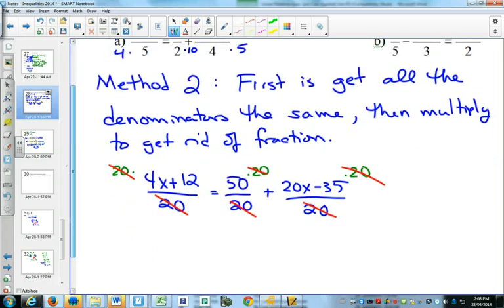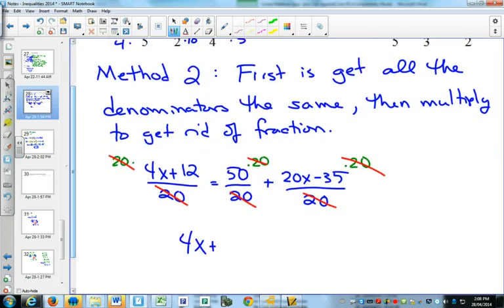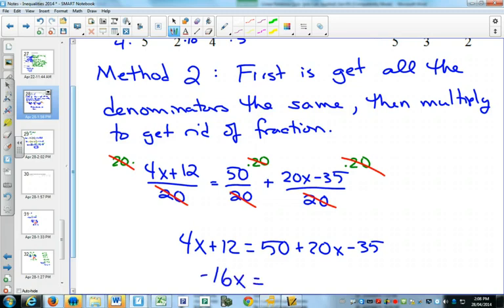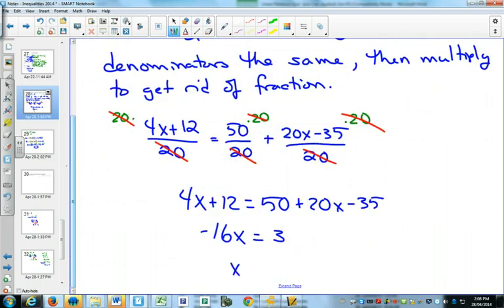And you will just get 4x plus 12 equals 50 plus 20x minus 35. Get your x's all on one side. Negative 16x equals 15 minus 12, 3. Divide by negative 16, and we get the exact same answer we had before, 3 over negative 16. See, the steps are a little bit different in that here we're multiplying after we got a lowest common denominator. The other one we multiplied first, but you get the same answers.